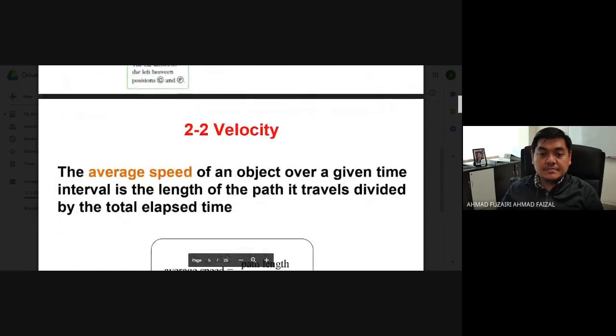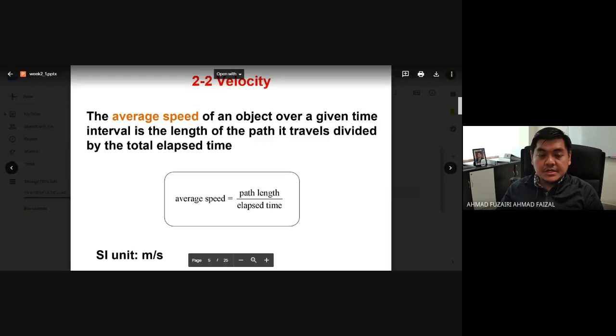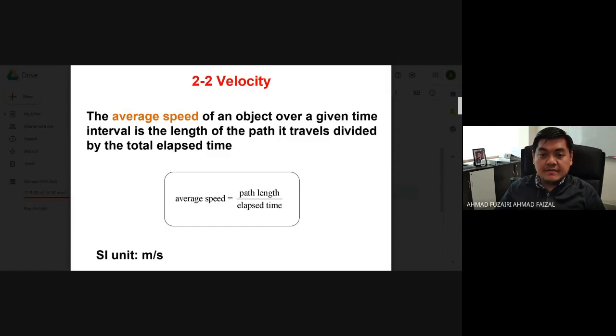So this is the velocity part. The average speed of an object over a given time interval is the length of the path it travels divided by the total elapsed time. There is a quite narrow margin between velocity and speed, but there is a difference in terms of vector and scalar quantity. Velocity is a vector quantity, which means it must have magnitude and direction. For average speed, the total path length over the total elapsed time gives you the speed.